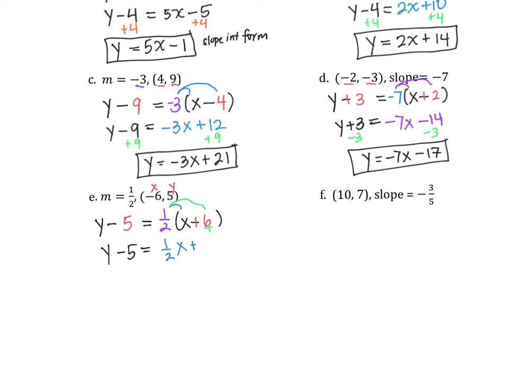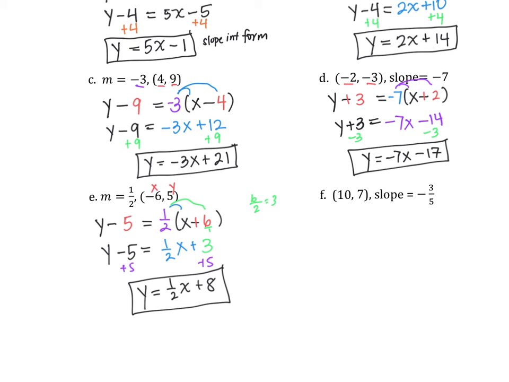If I multiply 1 times 6, I get 6. 2 times 1 is 2. 6 divided by 2 is 3. So I get a 3 here. If you knew half of 6 was 3, you could have just written 3 there. Let's finish this. Plus 5. 3 plus 5 is positive 8. So y equals 1/2 x plus 8.